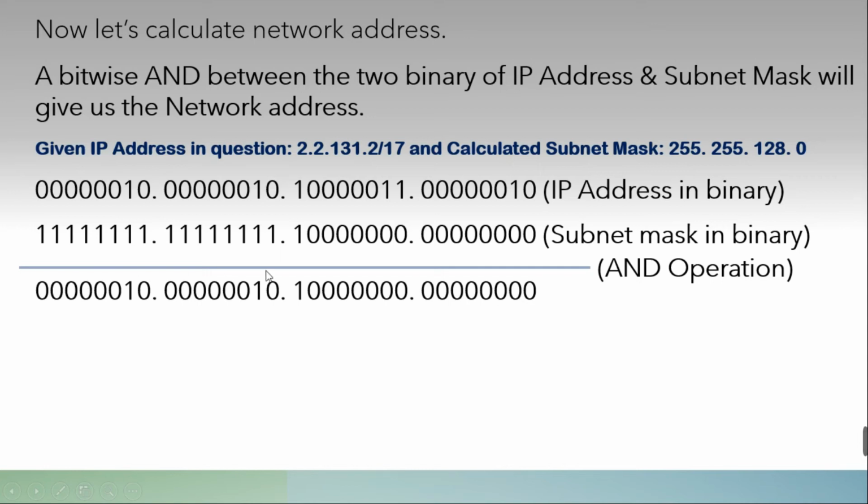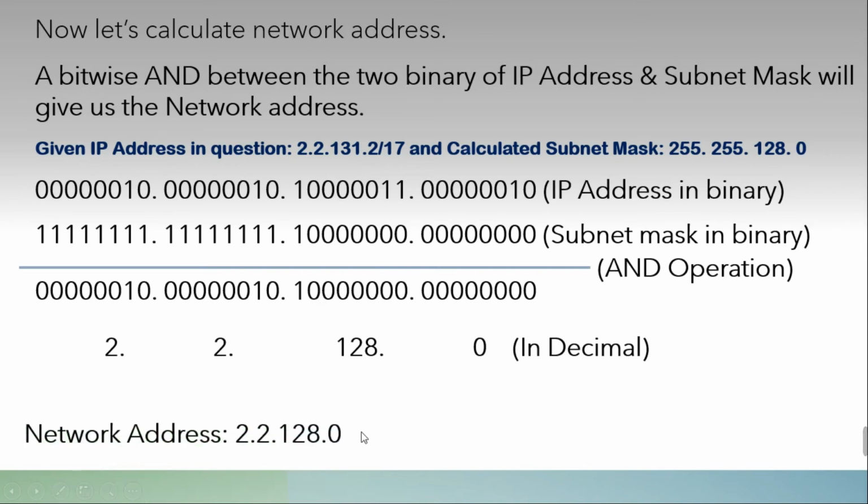This result is written in binary. If I convert it into decimal, it will produce something like this: 2.2.128.0. This is the representation of this binary in decimal, and this will be my actual network address. So the network address for our given IP address is 2.2.128.0.